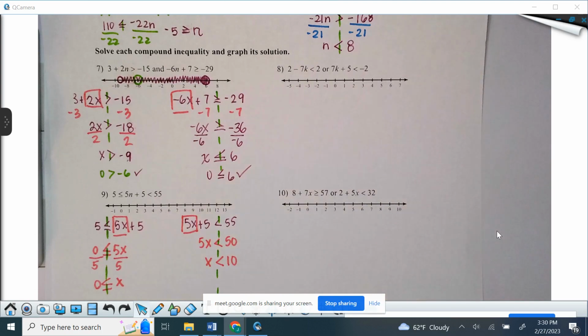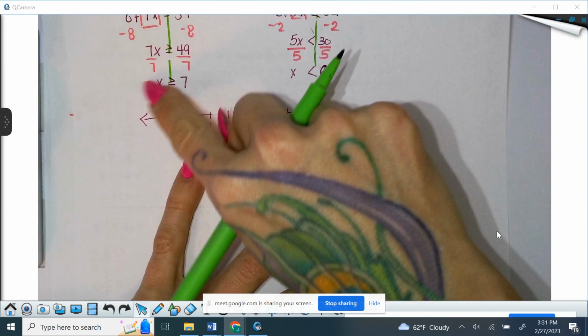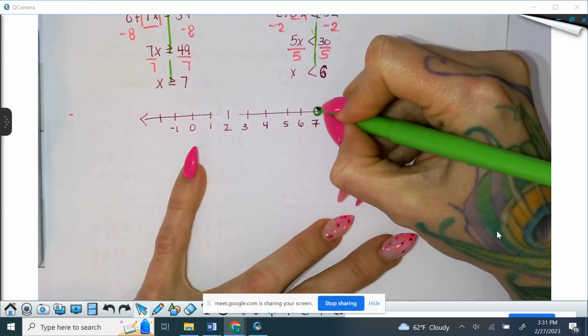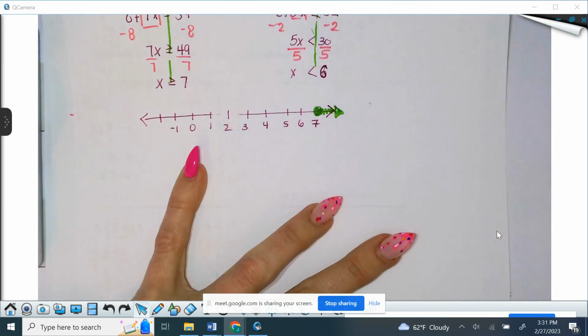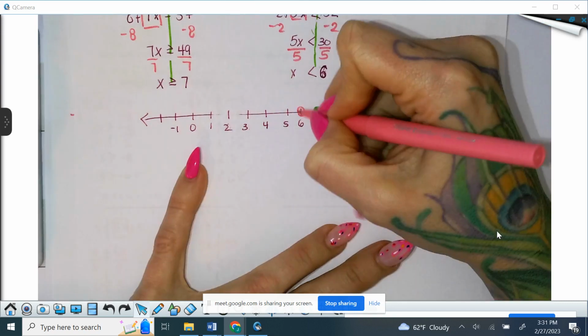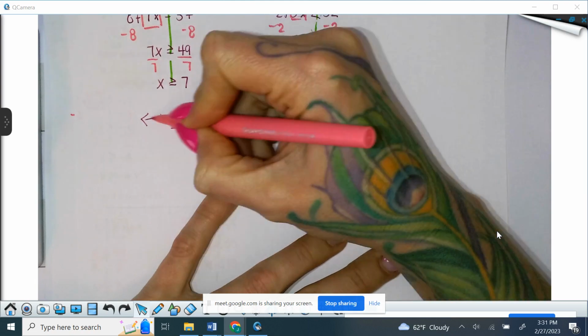Awesome, awesome, awesome. So then on your number line, for x is greater than or equal to 7, would be this way. And then x is less than 6 would be an open circle at 6. And then everything this way for that guy.